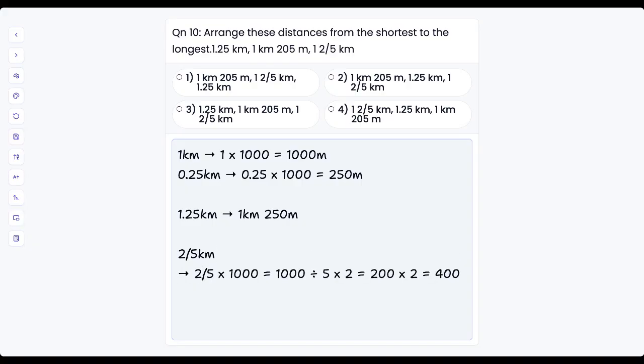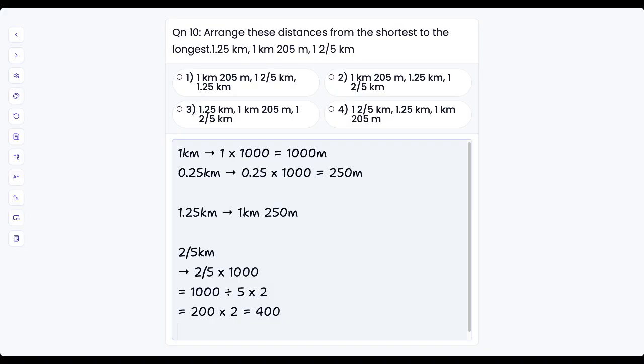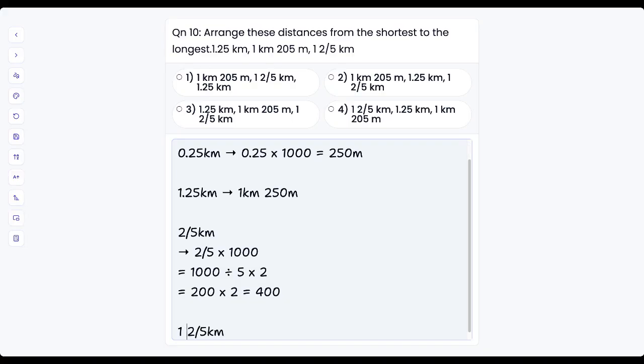So let me just format it properly so it's nicely done as what we see over here. So 1 2/5 is equal to 1 kilometer 400 meters. So which one is the longest? This is the longest. And which one is the shortest? 205 meters. So the shortest is 1 km 205 meters, and the longest is this 1 2/5 kilometers. So question 10 is option number 2 for the correct answer. Let's move on to question 11.